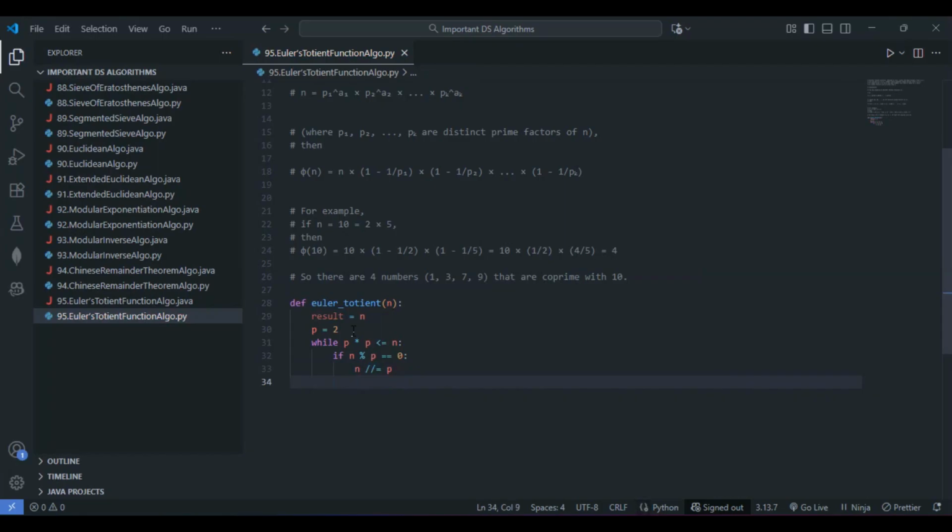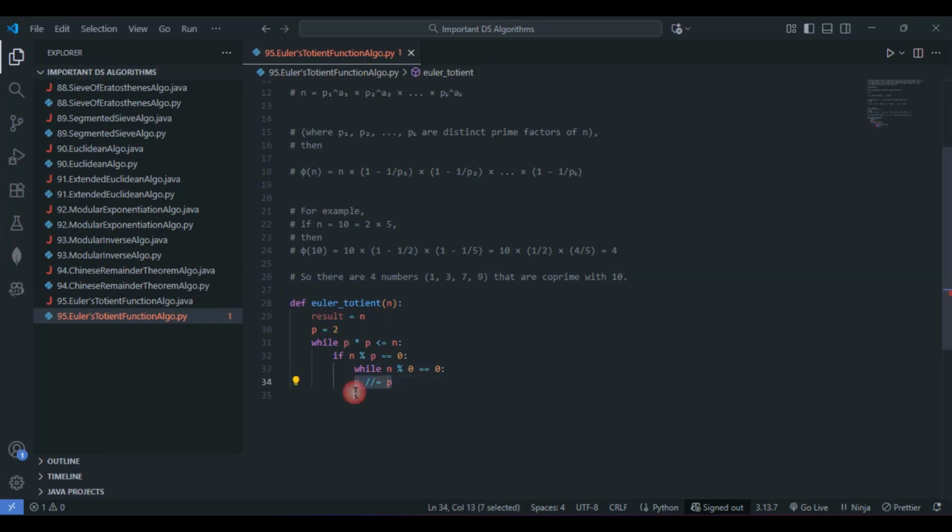Next, let's do one thing. Did I miss something here? If n modulo p equals 0, this is fine, actually. But I completely forgot the while loop here. We have to remove all the occurrences of this prime, right? I said it, but I didn't type it. So this one should be while n modulo p is equal to 0. Yep, so this is fine.